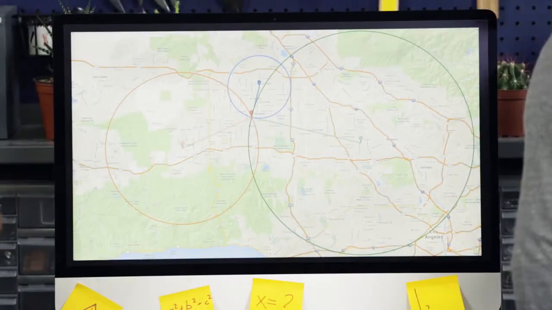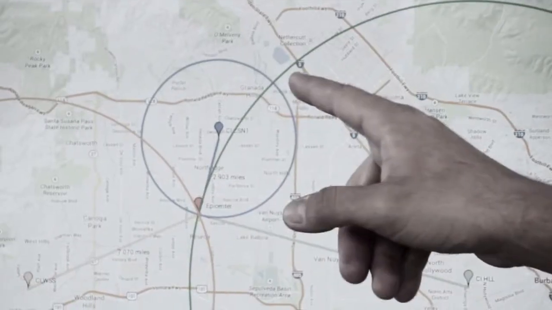You can see that there are several points shared by 2 circles. The blue and orange intersect here and here. And the blue and green intersect in 2 places, and the green and orange intersect in 2 places. But there's only one place where all 3 circles intersect. That is the epicenter of the earthquake.